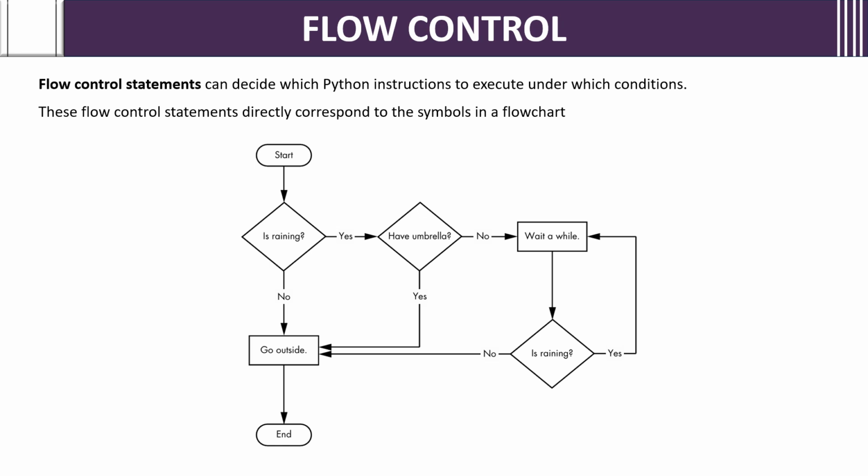These flow control statements directly correspond to the symbols in a flowchart. Once we are done with what exactly we want the code to do, we write the flowchart. From this flowchart we can understand how exactly the instructions execute under the conditions. For example, see one example here. Start and end are given in a kind of oval shape.